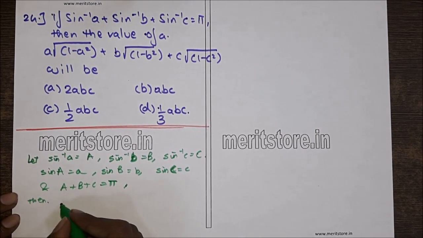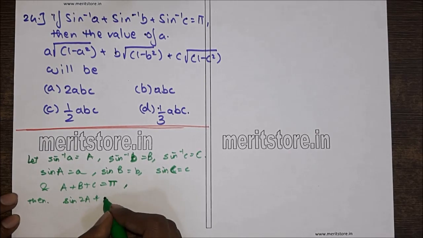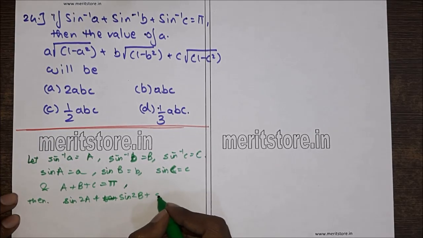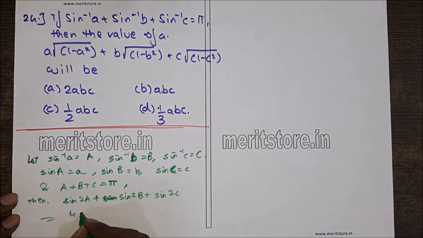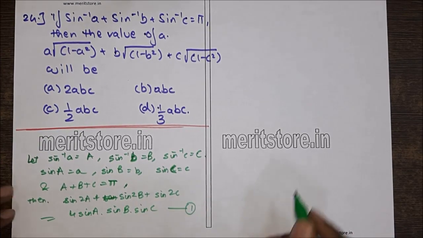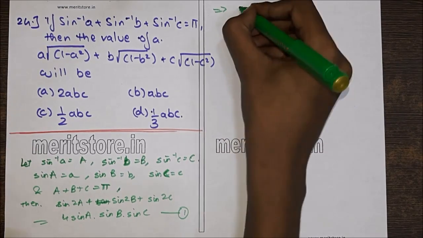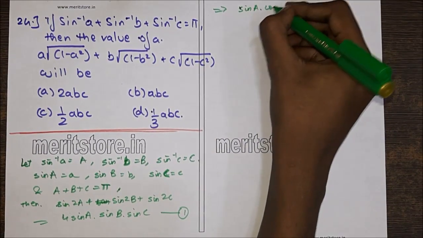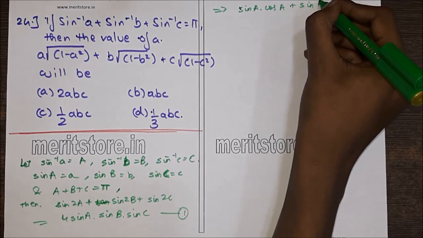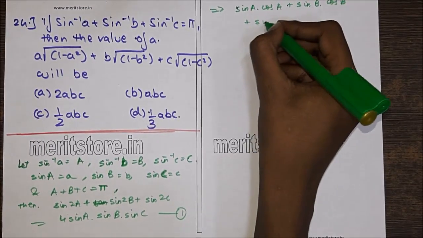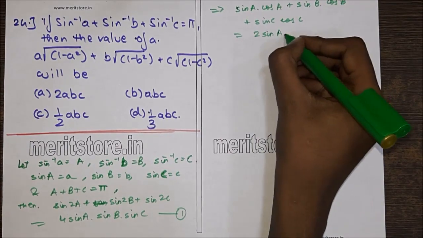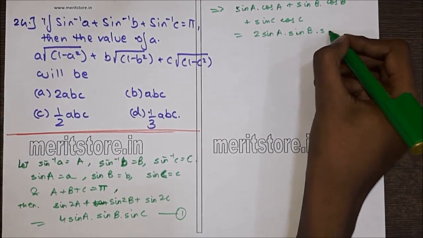Then sine 2A plus sine 2B plus sine 2C is equal to 4 times sine A sine B into sine C. Let this be equation 1. Now sine A cos A plus sin B cos B plus sin C cos C is equal to 2 sin A sin B sin C.